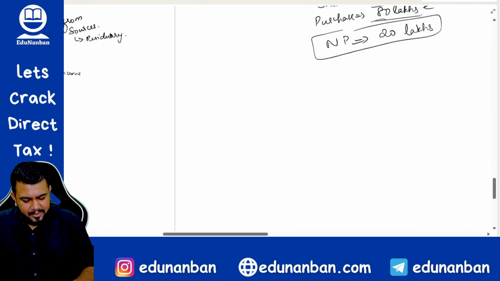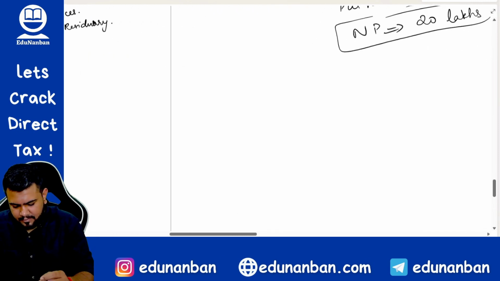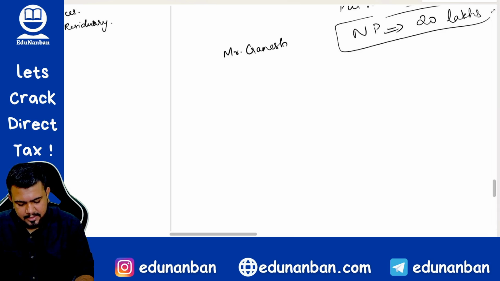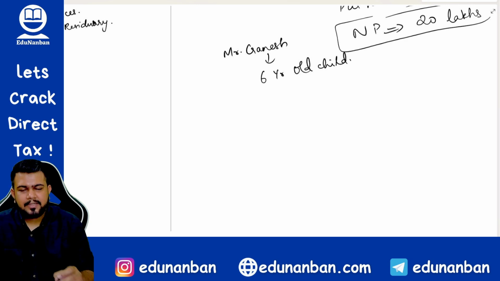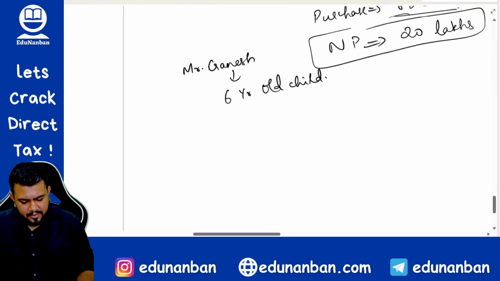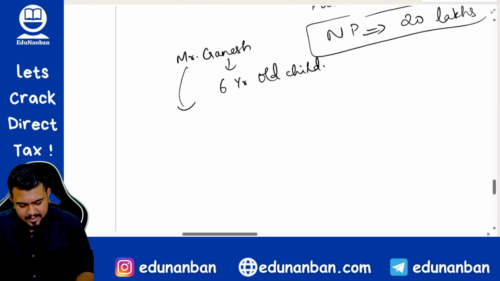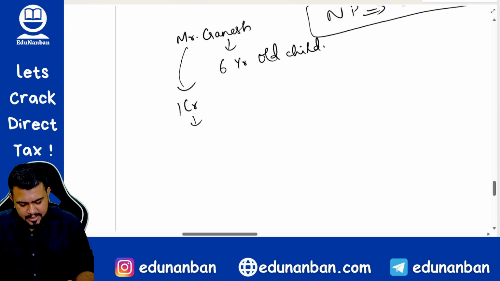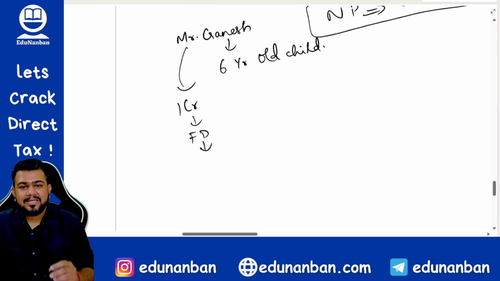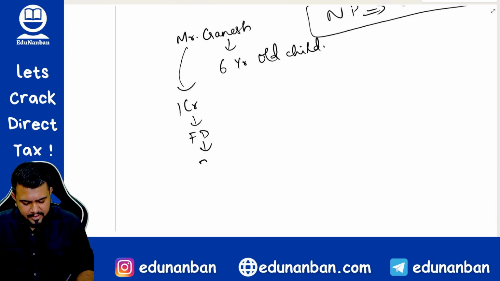So for example, Mr. Ganesh is having a 6-year-old child. Let's say Mr. Ganesh has 1 crore, and he has deposited the 1 crore in a fixed deposit. On this fixed deposit he is earning a yearly interest of 7 lakh rupees.